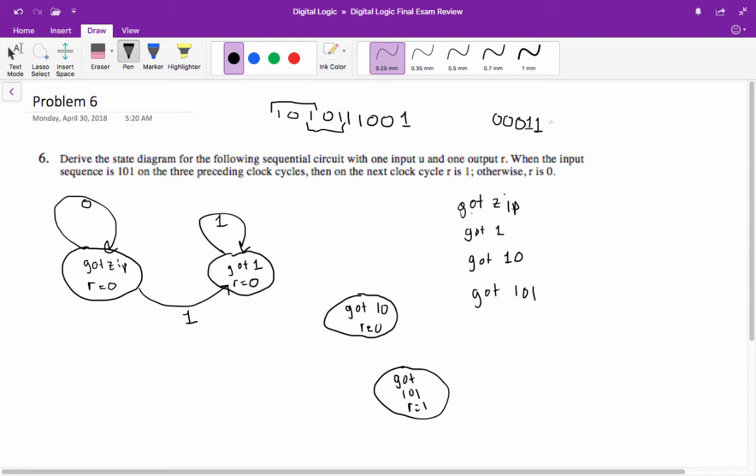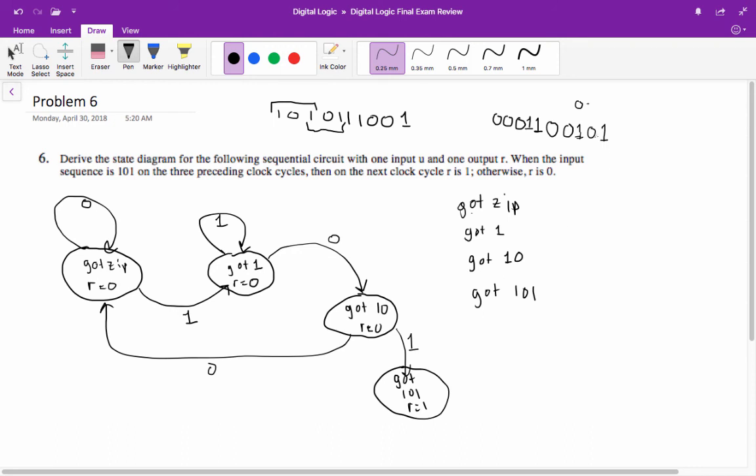So we're at got 1, and let's say we get a 0. Well, now we're further along on our sequence of 1, 0, 1. So we got 1, 0. Okay, now we're at got 1, 0. If we got 1, 0 and we get another 0, well, now we don't have anything, so we go back to got zip. But if, on the other hand, we have a 1, 0 and we get a 1, well, now that's the state where the output will be 1. So if we get a 1, we go to got 1, 0, 1, and our output will be a 1.